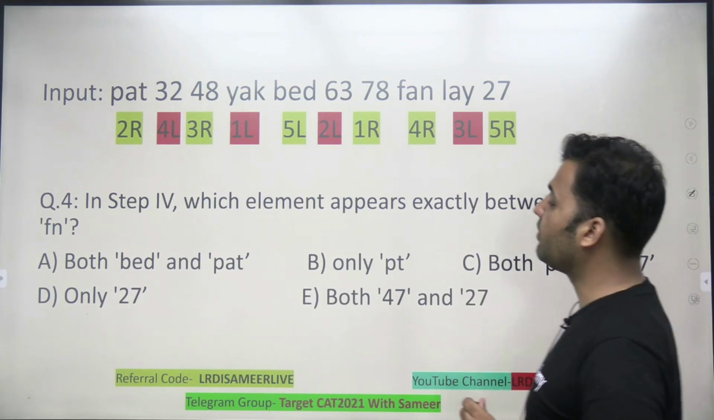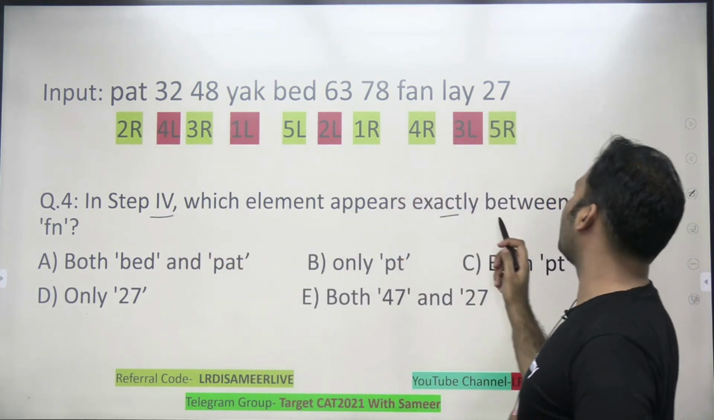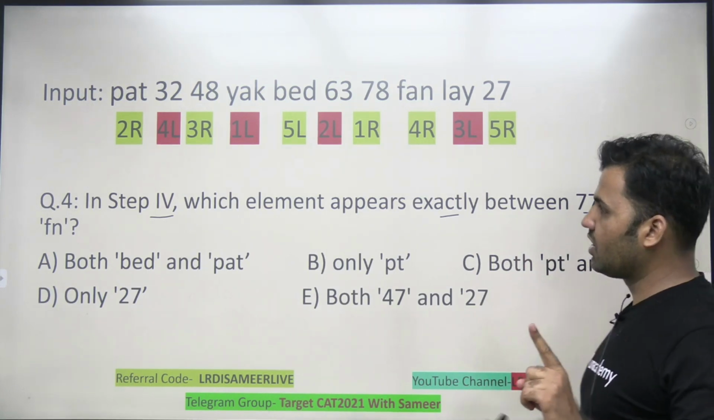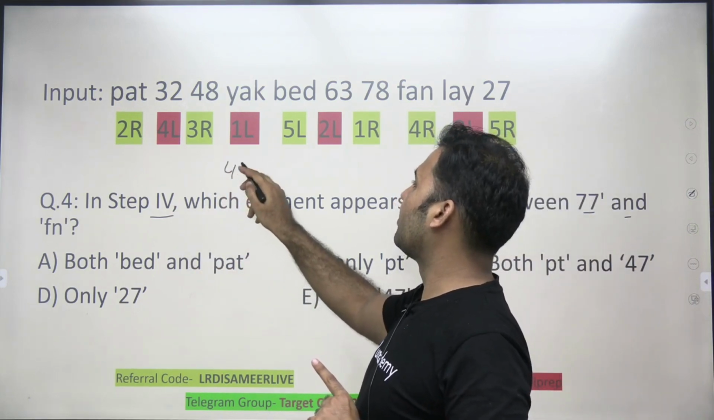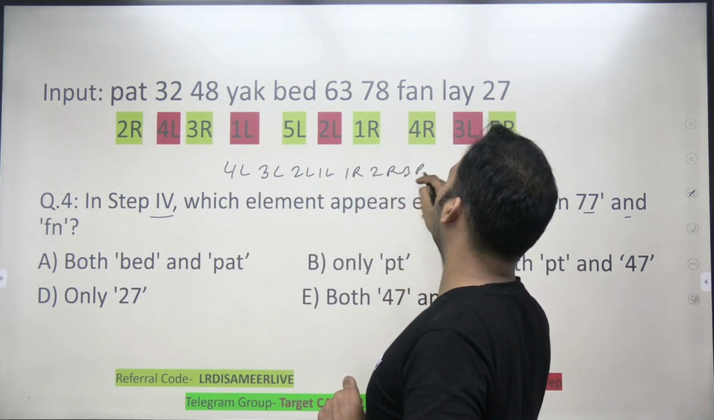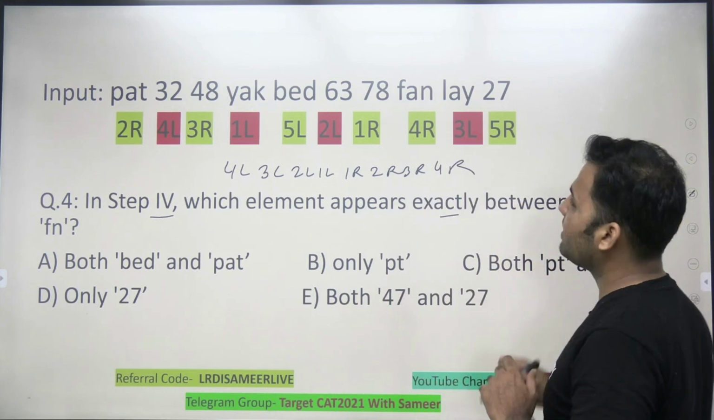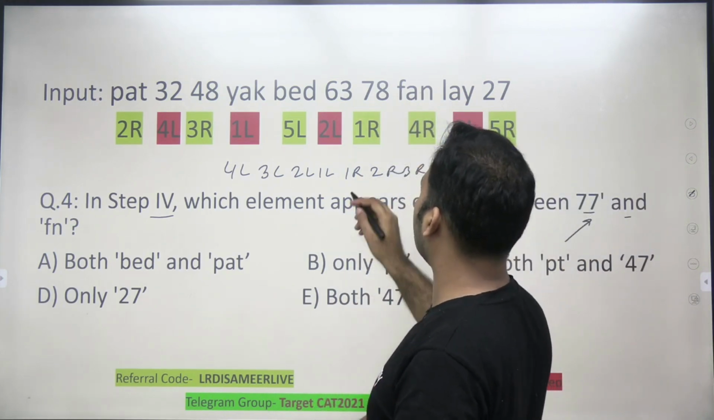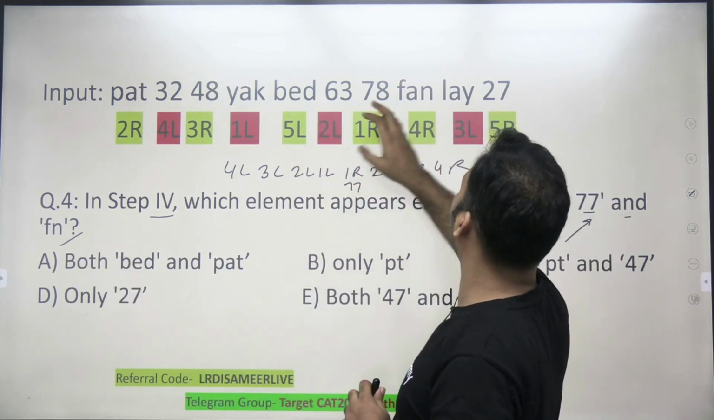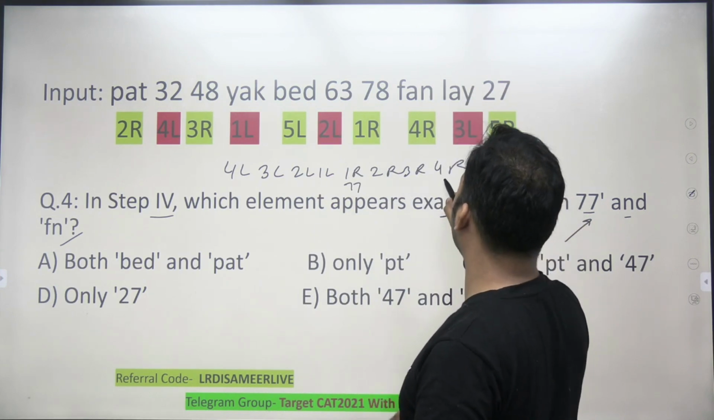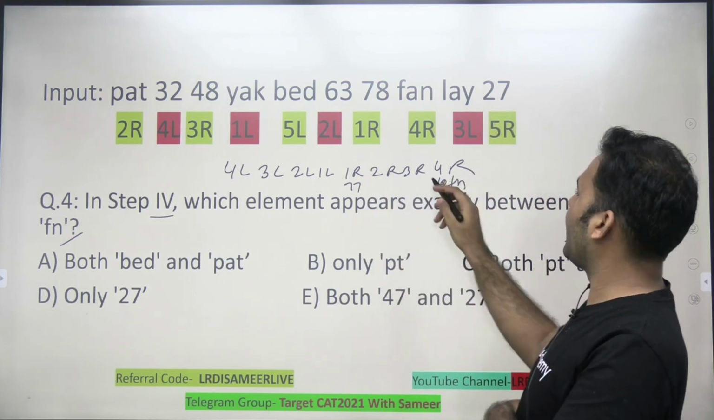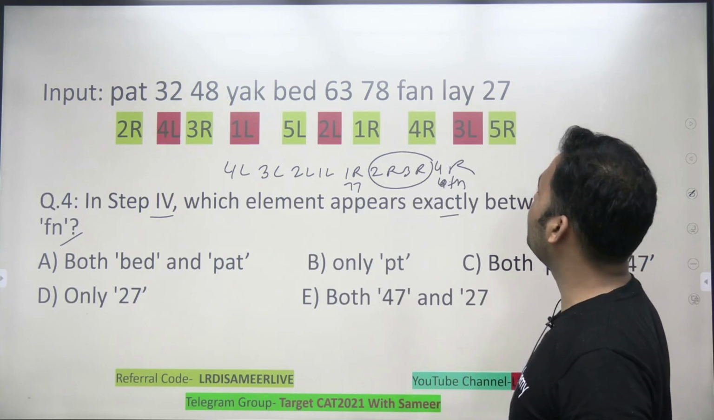Look at the next question, question number 4. In step 4, which element appears exactly between 77 and Fn? We are talking about step 4 here. So we know that in step 4, we'll have 4L, 3L, 2L, 1L, 1R, 2R, 3R, and 4R. If you look at the position of 77, 77 is ranked as 1R. And Fn is ranked as 4R. So between 77 and Fn, I'll have two elements which are ranked as 2R and 3R.